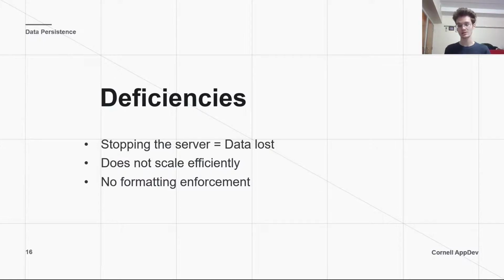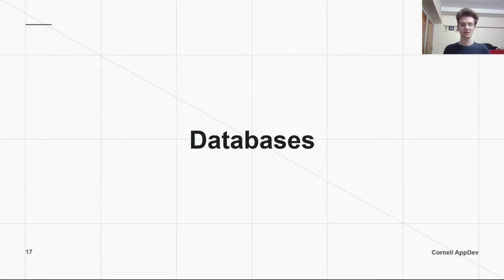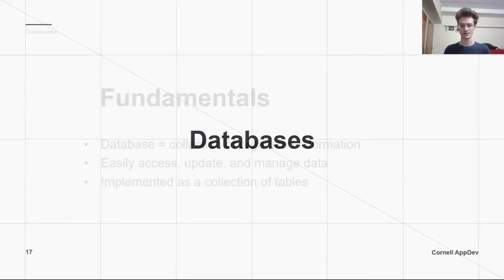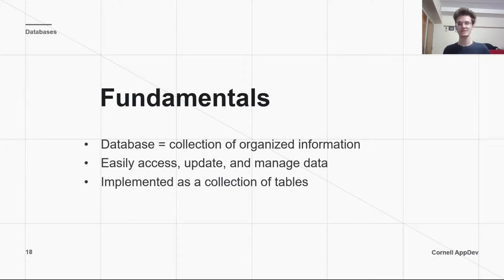It's also not going to scale very efficiently, and we don't have a lot of guarantees about this data because we can really put whatever we want into that dictionary. It's really not great. We're going to solve this by introducing databases. We can have much better storage. So a database is a collection of organized information. It's very easy to access, update, and manage data, and it's implemented sort of as a collection of tables.